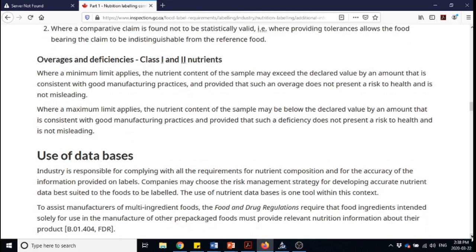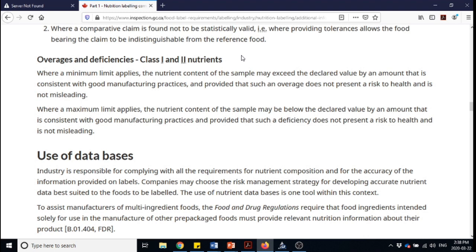I'm almost done the front end of this video, and I'm going to jump out to a second video to walk through some examples. But on those class 1 and class 2 nutrients, where those minimum limits apply, the nutrient content of that sample can be consistent with good manufacturing practices. They do need to be evaluating the health risk.